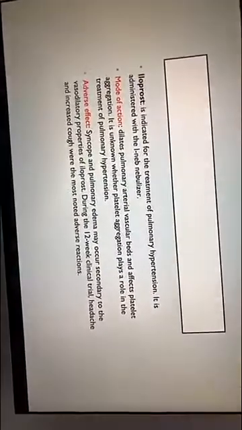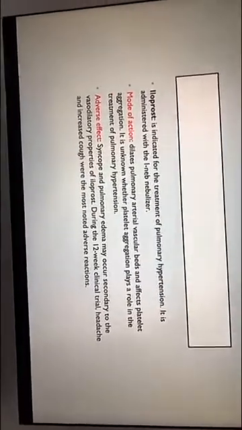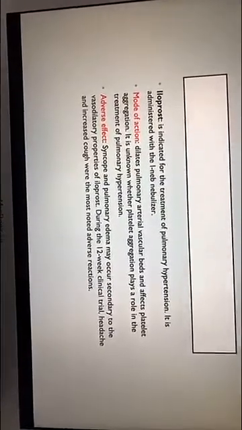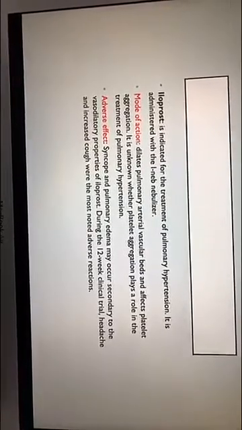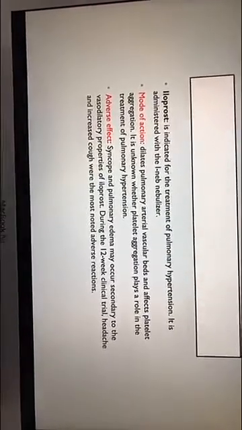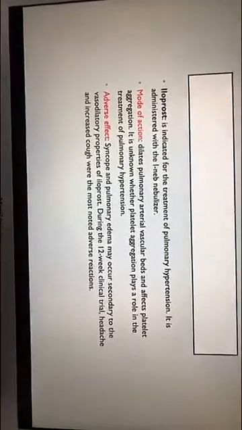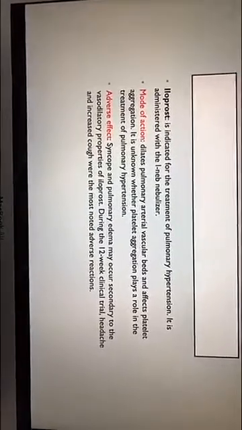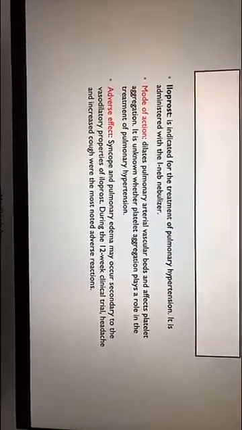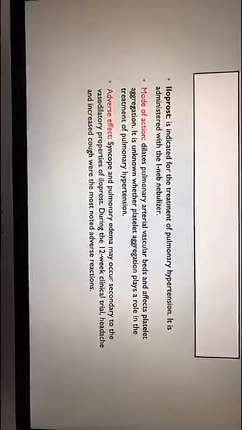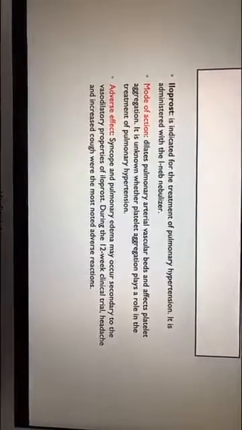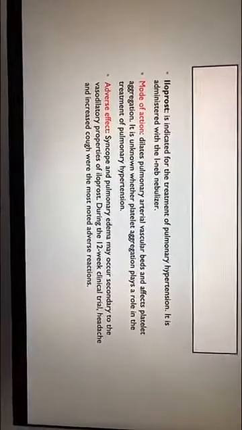Iloprost is indicated for treatment of pulmonary hypertension. It is administered with an I-neb nebulizer. Its mode of action: it dilates the pulmonary arterial vascular bed and affects platelet aggregation. It is unknown whether platelet aggregation plays a role in the treatment of pulmonary hypertension. Adverse effects include syncope and pulmonary edema, which may occur secondary to vasodilatory properties of iloprost. During the 12-week clinical trial, headache and increased cough were the most noted adverse reactions.